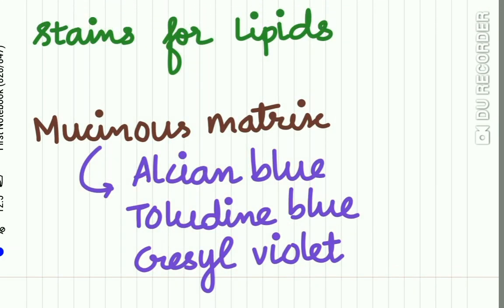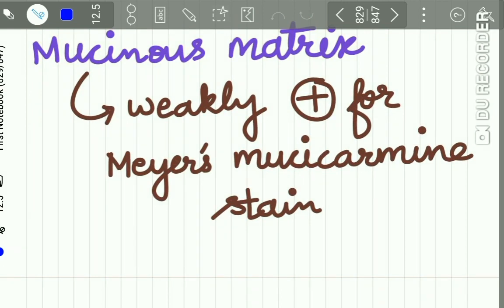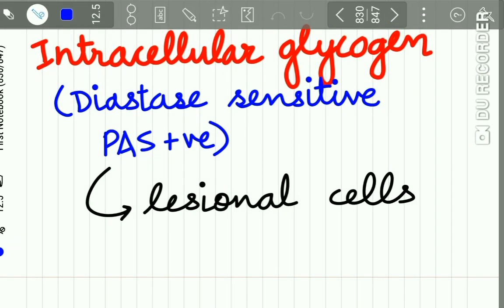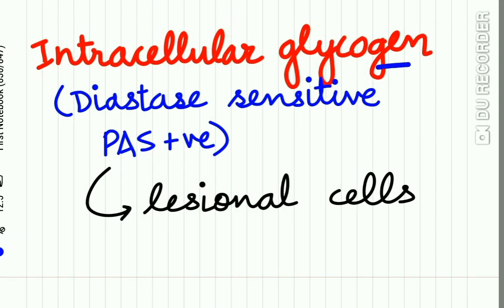Now the stains for lipid are often useful in the diagnosis of liposarcoma, but this material may be scarce and is sometimes produced by unrelated mesenchymal and epithelial neoplasms. Now the mucinous matrix when present in the liposarcoma will stain with Alcian blue, toluidine blue and crystal violet. Now this mucinous matrix is weakly positive for Mayer's mucicarmine stain. The intracellular glycogen present is diastase sensitive and PAS positive.